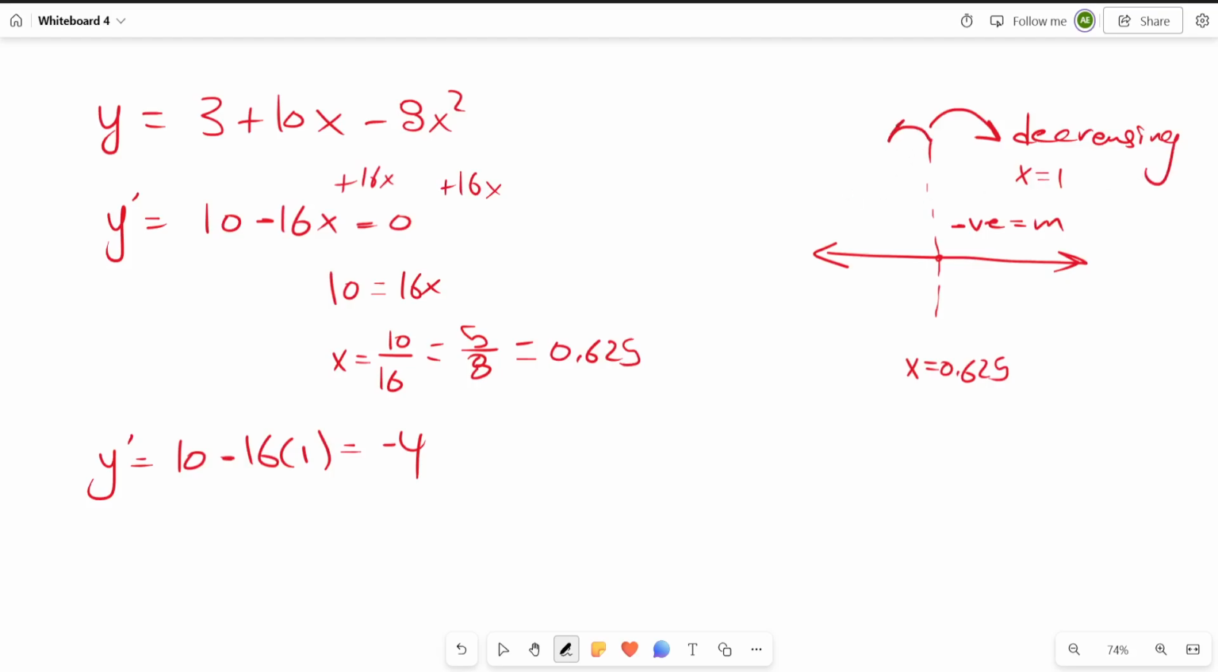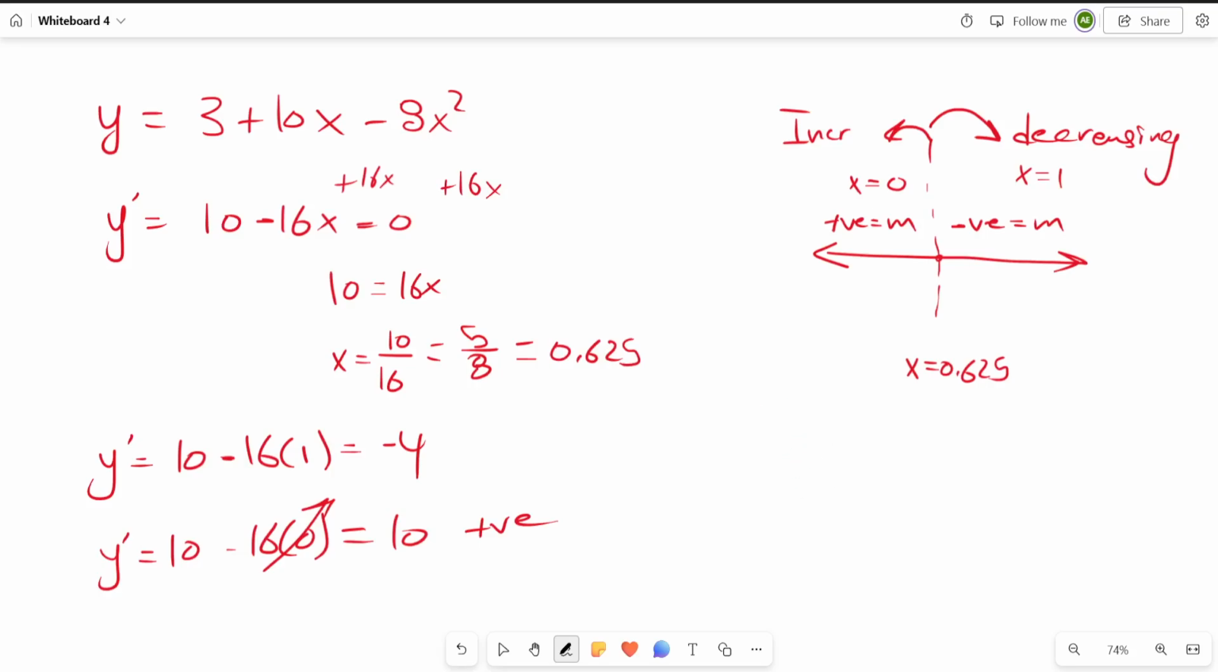And let's test a value over here. Let's take x equals 0. So I know that my y dash is going to equal 10 minus 16 times 0. So this is gone, so my answer is 10. So it's a positive answer. So this part is a positive slope or positive gradient. So this part over here is increasing.